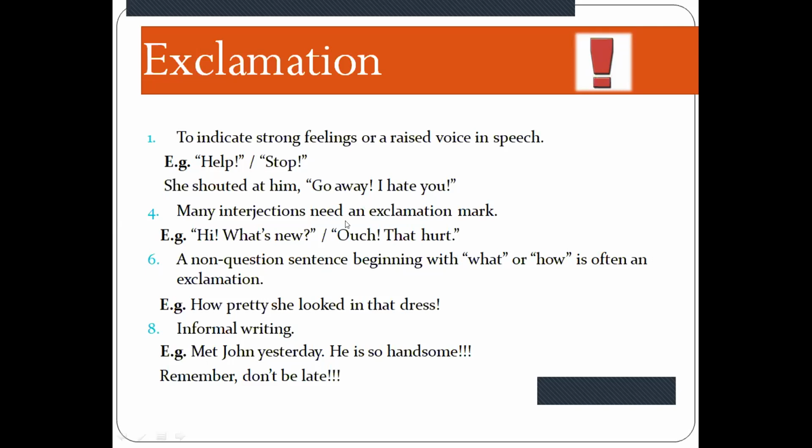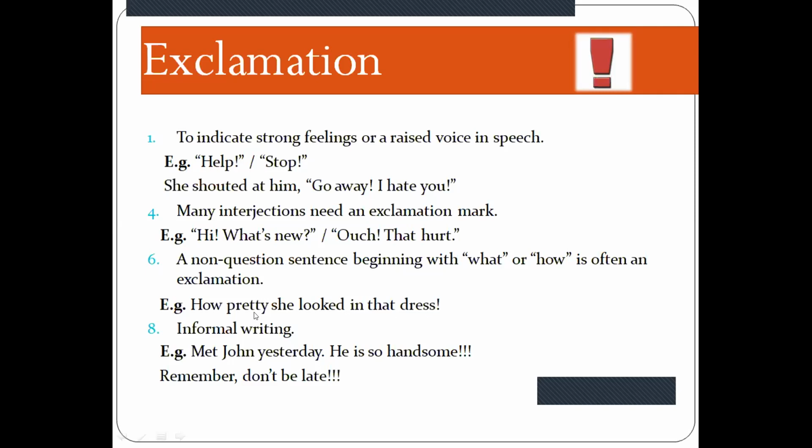Many interjections need an exclamation mark, like hi, what's new, oh, that hurts. So these are what we call interjections, wow, wow, and so on. A non-question sentence beginning with what or how is often an exclamation. How pretty she looked in that dress. It's that kind of emotion.